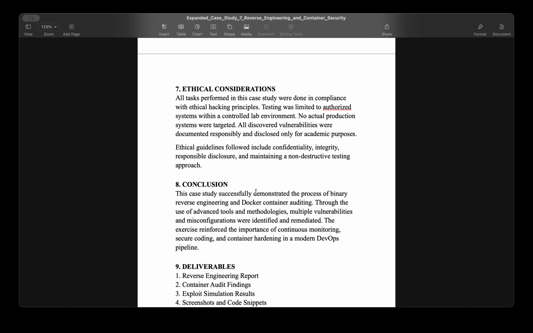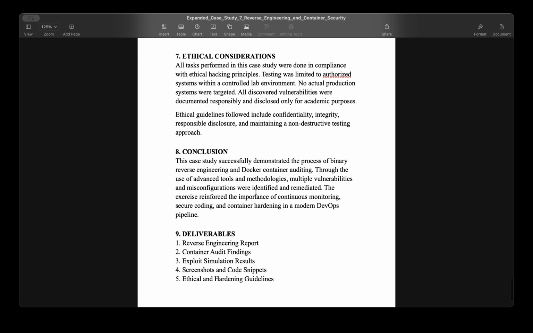Ethical consideration. All tasks performed in the case study were done in compliance with ethical hacking principles. Testing was limited to authorized systems within a controlled lab environment. No actual production systems were targeted.